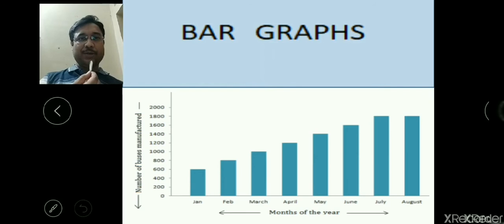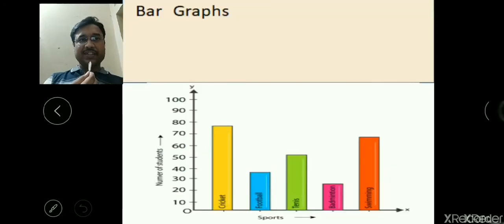Today I am going to explain this chapter, bar graph. As you can see in the diagram I have shown here what I am going to explain today, this bar graph which represents numerical data. The first topic is the bar graph. We have to understand what a bar graph is.